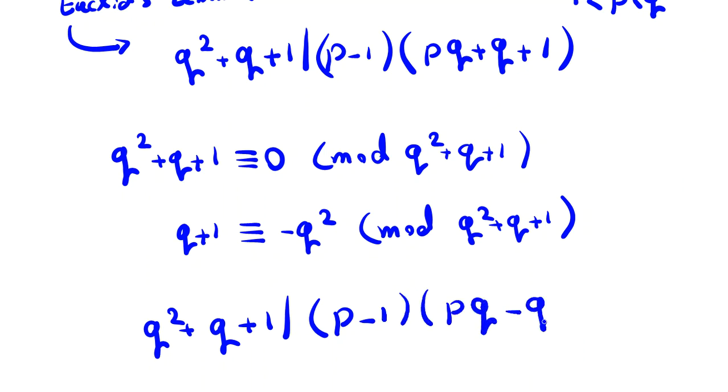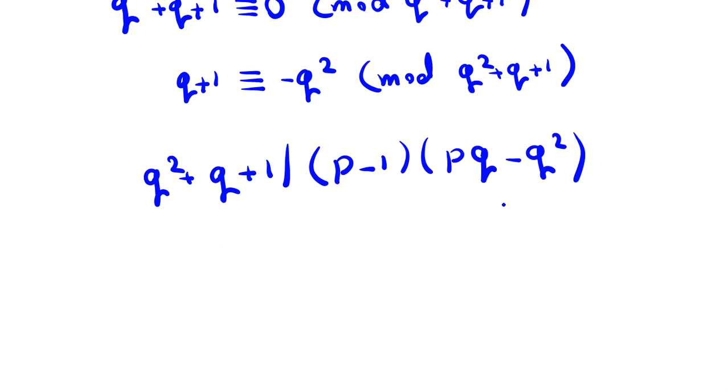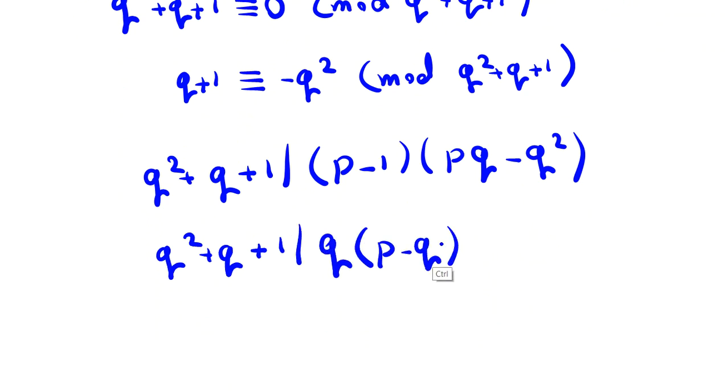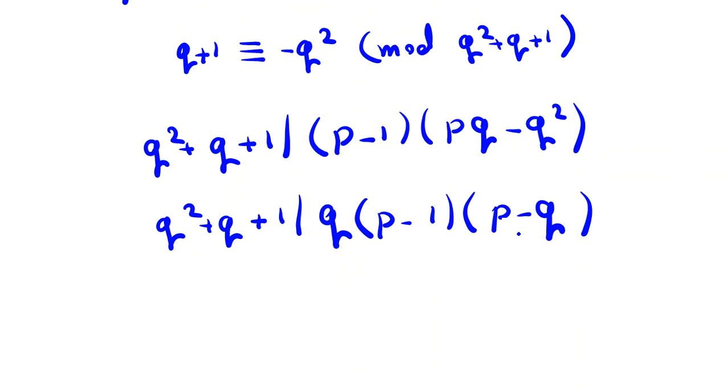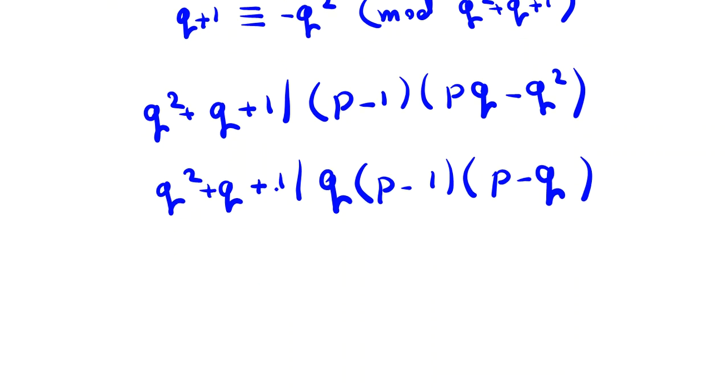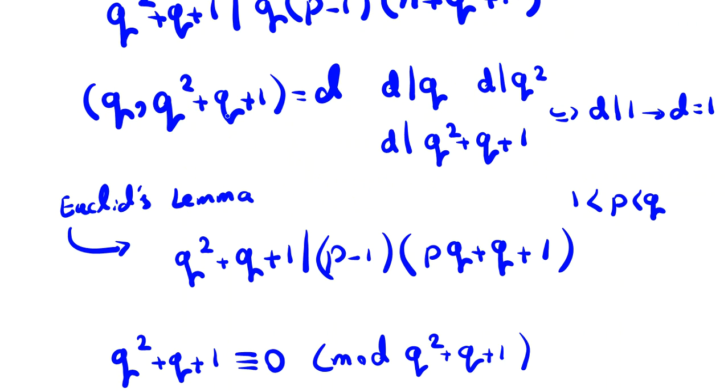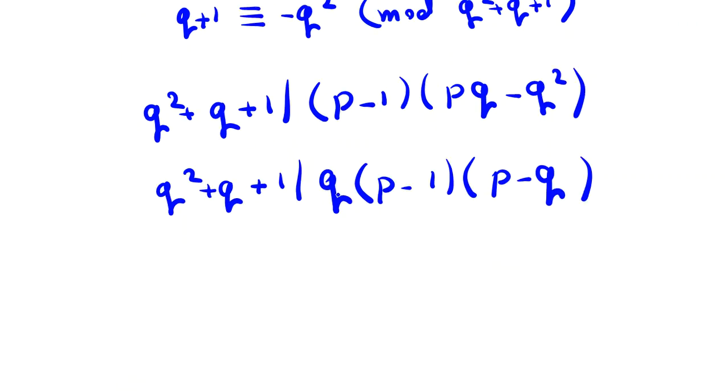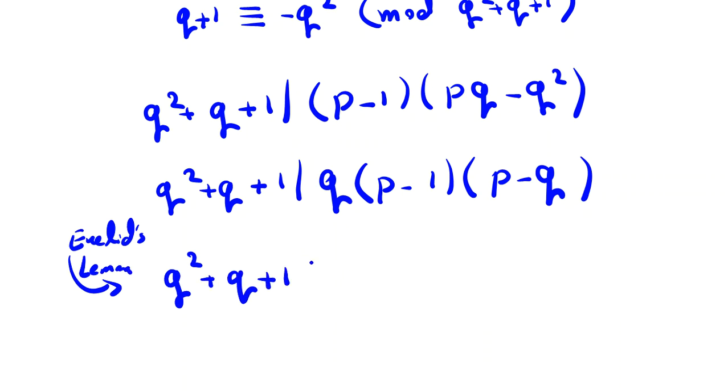pq minus q squared. So here we can factor again from q and say what? q times p minus q, p minus 1 times, if you factor from q, it will be p minus q. And then we can say what? Let's see. q and this we proved here. Let me show you. Here we proved these two numbers are coprime numbers. So you can again by Euclid's lemma get rid of q and you can write this: p minus 1, p minus q.